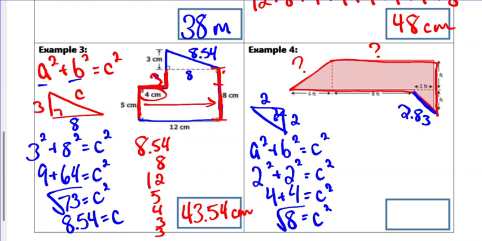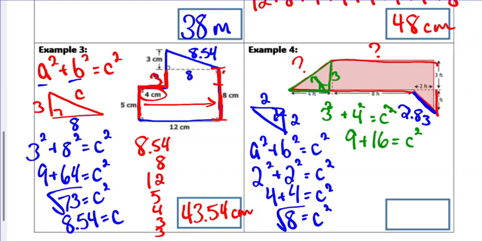I'm going to do the same thing for this triangle. I see that's labeled as 3. The bottom side is labeled as 4, and there's my right angle. So again, I'm looking for c here. So I'm going to do a squared plus b squared equals c squared. 3 squared is 9. 4 squared is 16. 9 plus 16 is 25, and then the square root of 25 is 5. So c for that triangle is 5.